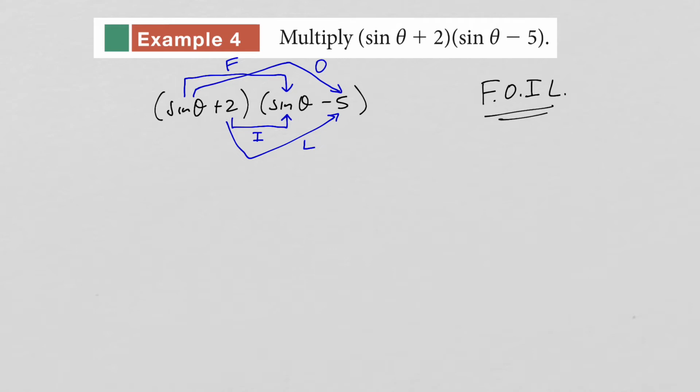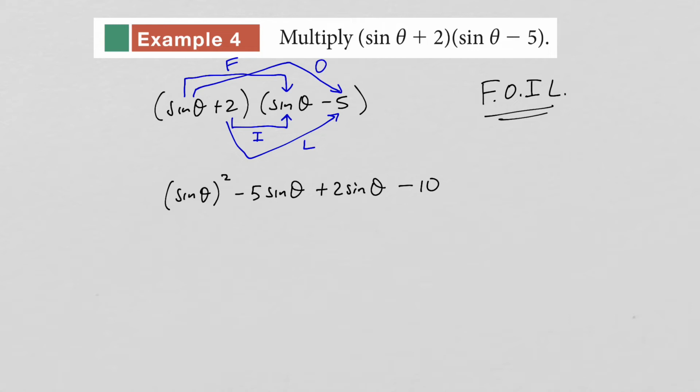So when we go through this procedure, we get sine of theta times sine of theta, which is sine of theta squared. And then when we multiply the outside terms, we have sine of theta multiplied by negative 5, and that is quite simply negative 5 sine of theta. And then positive 2 multiplied by sine of theta is positive 2 sine of theta. And finally, positive 2 times negative 5 is negative 10.